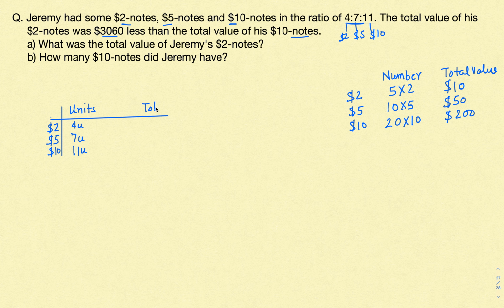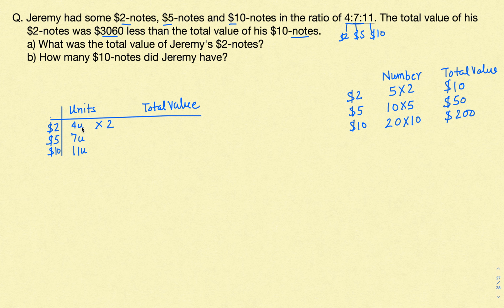How should I do it? Okay, if I have to find the total value of these notes, what should I do? Same thing, same as here, right? I know that I have 4 units of $2 notes. So what will be their total value? Just multiply it by 2.